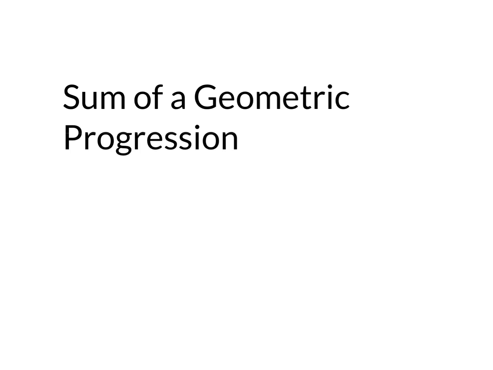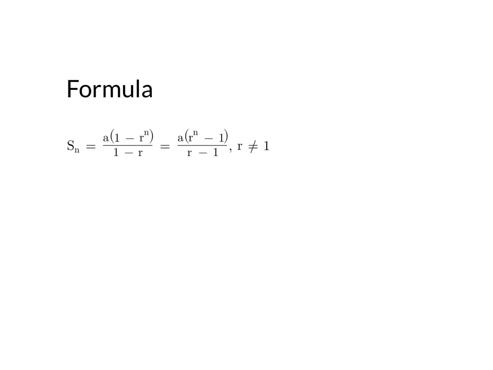Welcome to the sum of a geometric progression. So the formula that's on the formula sheet is that the sum to n terms is equal to a(1 minus r to the n) over 1 minus r, or it can be equal to a(r to the n minus 1) over r minus 1, where r cannot equal 1.